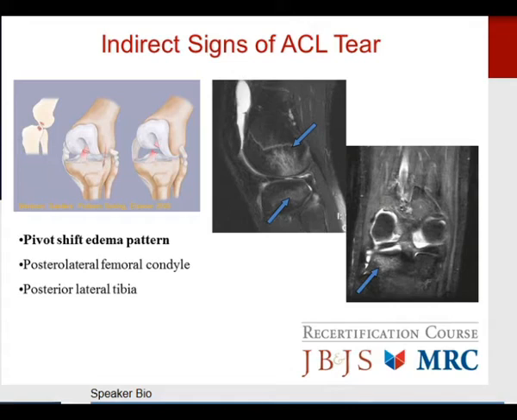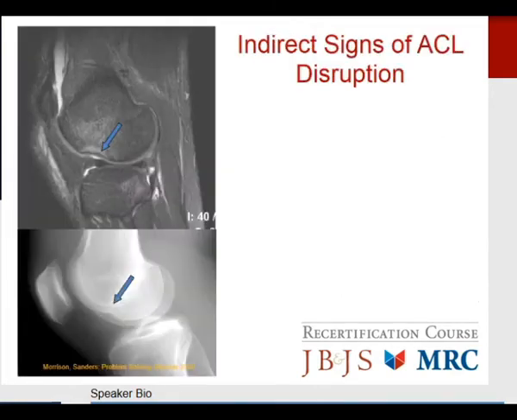With the pivot shift bone contusion pattern, we have anterior tibial translation. We get impaction of the femur against the lateral femoral condyle with bone contusions of the lateral femoral condyle and posterior tibia. So they could show this in the sagittal or coronal imaging plane and then ask questions regarding the appropriate treatment or follow-up for ACL injury.